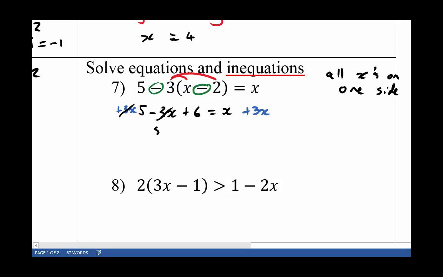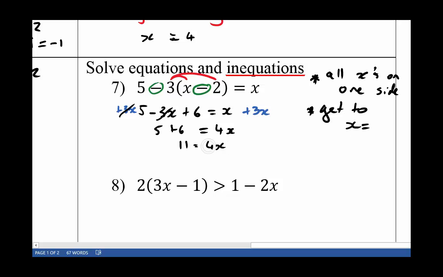And then I've got a 5 plus 6 left, and x plus 3x is 4x. Now I can do a little bit more simplifying, because 5 plus 6 is 11. Equals 4x, and I'm almost there. So once I've got all my x's on one side, now I need to get to x equals. So that's kind of step 1, and this is step 2, is to get to x equals.